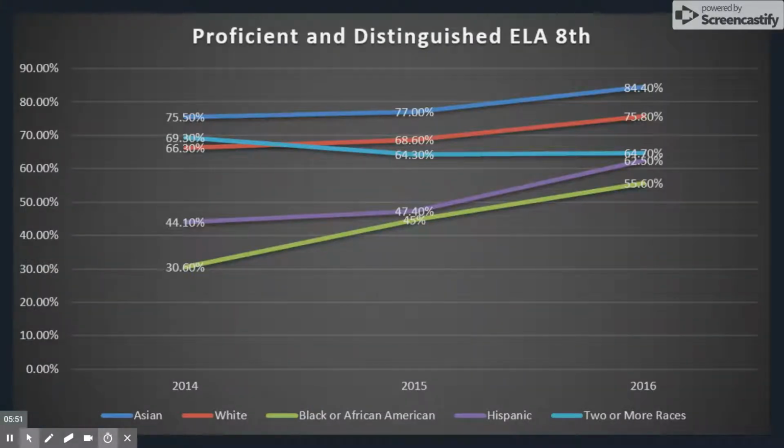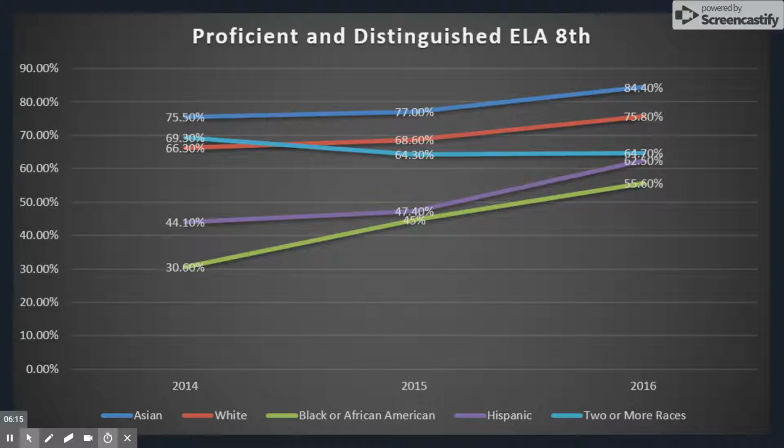To look at the flip side of that, our proficient and distinguished language arts learners, those numbers are high, but I thought it would be important for us to look at how that is broken down by demographic. Because I think the perception of our school is that our Caucasian students are the ones who are performing at the distinguished and proficient level. And while that is true, they are doing that consistently.